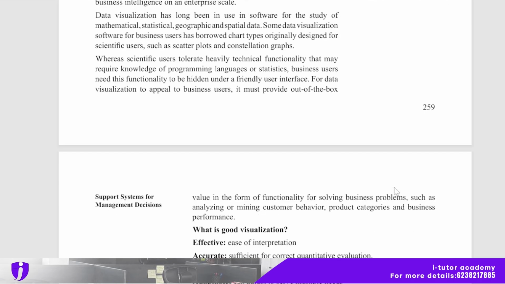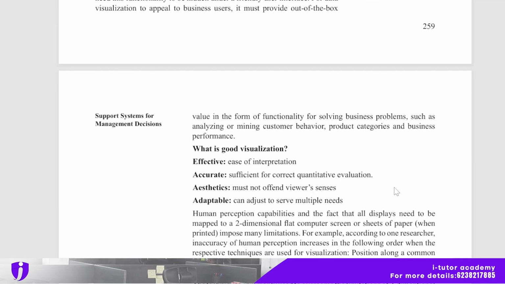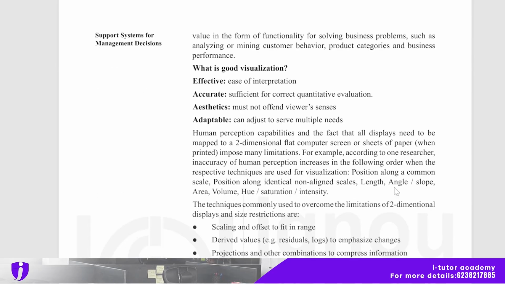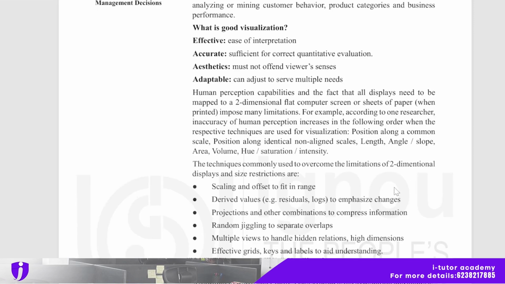So, what is good visualization? It is effective, meaning there is ease of interpretation; accurate, sufficient for correct quantitative evaluation; aesthetic, so it must not offend viewers' senses; and adaptable, so it can adjust to serve multiple needs. Human perception capabilities, and the fact that all displays need to be mapped to a two-dimensional flat computer screen or sheet of paper, impose many limitations.